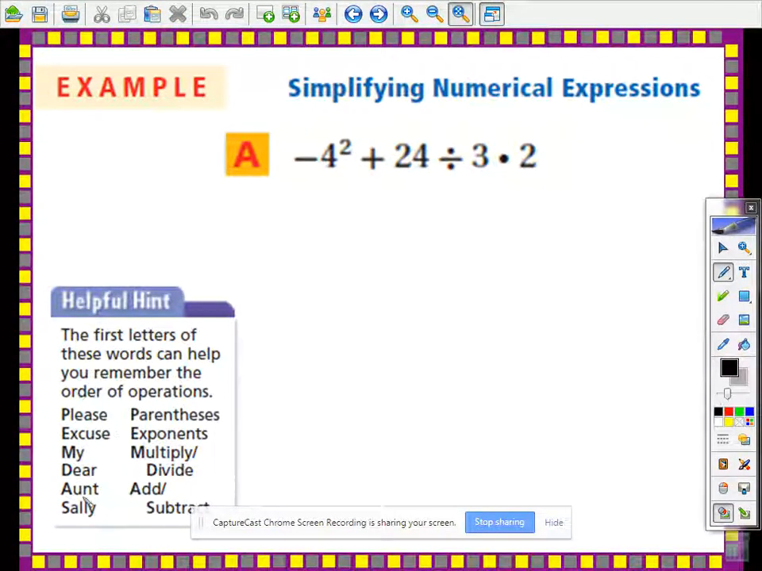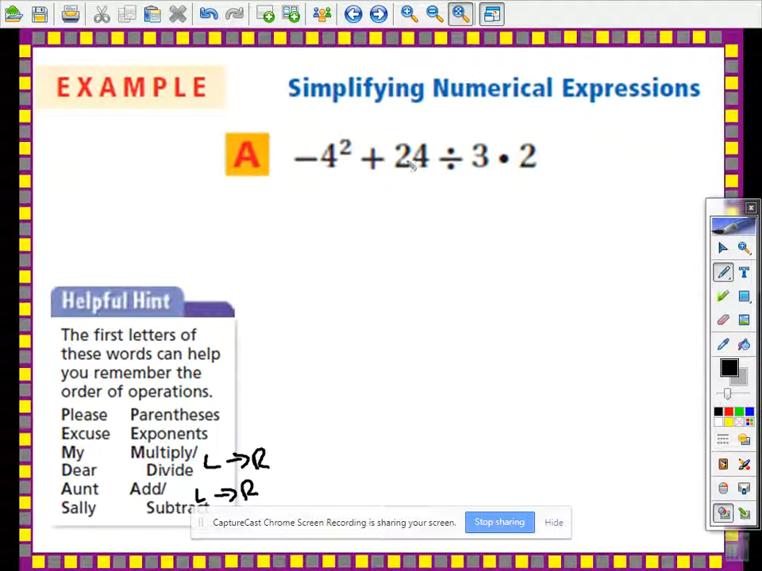Over here you see, please excuse my dear Aunt Sally. Many of you are familiar with this. The problem with this is that it makes you feel like multiply comes before divide and add comes before subtract. It's not true. Multiply and divide should be on the same line because they are equivalent, and we go from left to right, as well as add and subtract.